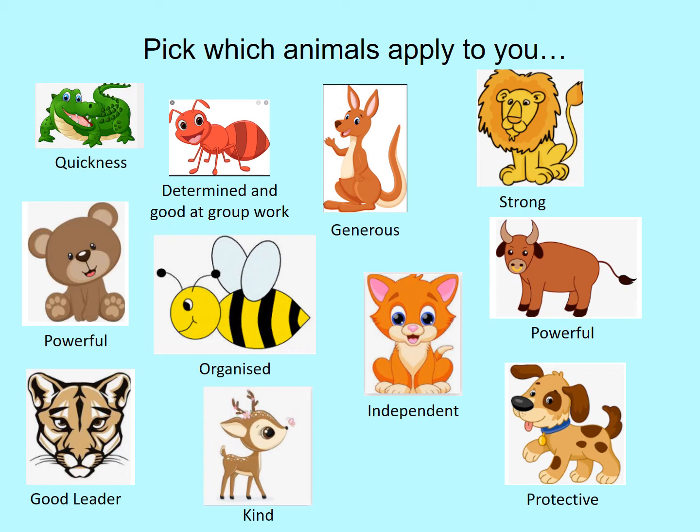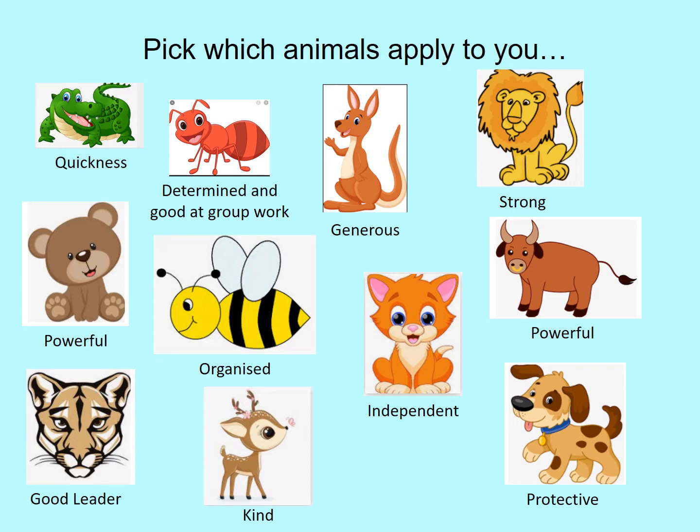If you put a lion on yours, it means that you're strong. A bull would mean that you are powerful. A dog would mean that you're quite protective. A cat would mean you're independent. So independent means that you like to do things on your own. You don't like a lot of help with things. Okay, now the bee, a busy bumblebee, okay, it means that you're organised.